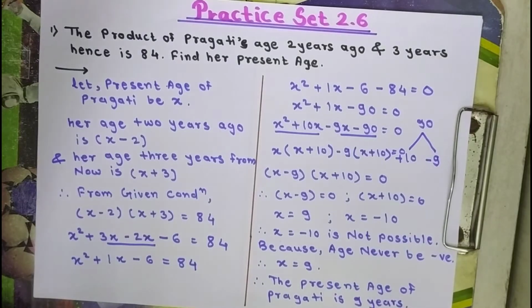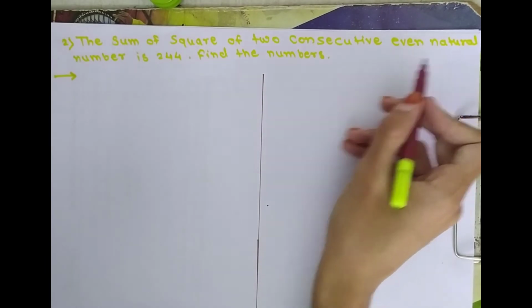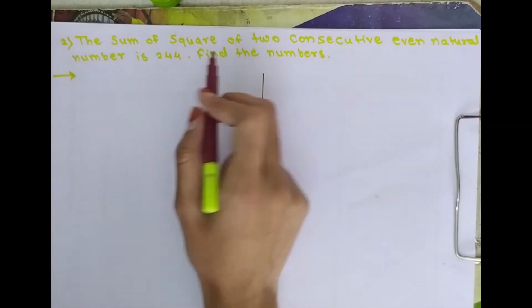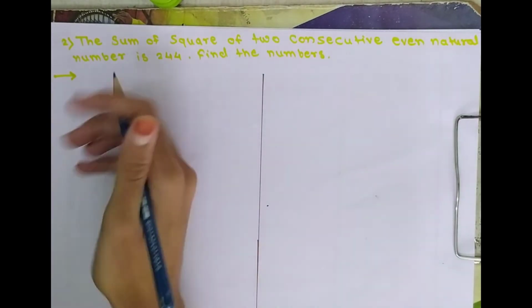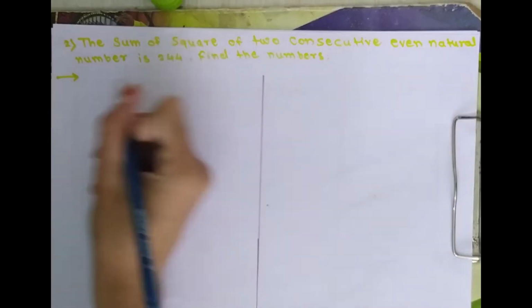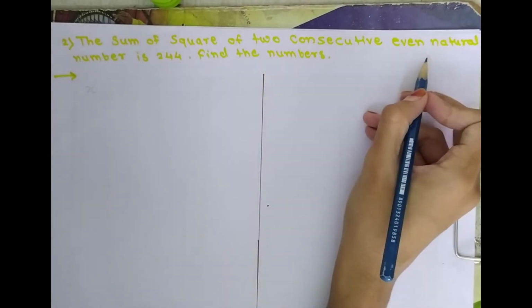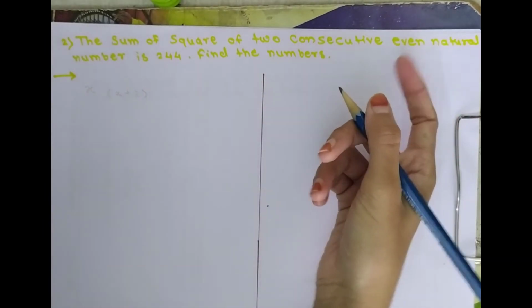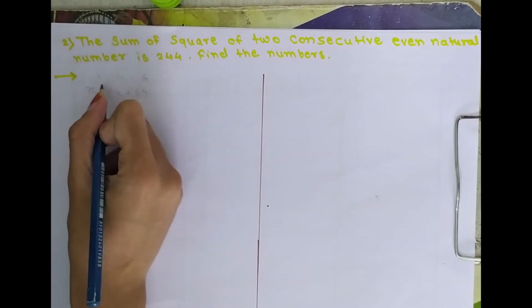Understand? Question number 2: The sum of squares of two consecutive even natural numbers is 244. Then find the numbers. So here, what are there? Two consecutive even natural numbers. Now suppose we let the first consecutive even natural number be x. Then the other is what? x plus 2. Right? Here these are even numbers, so even numbers start from 2, 4, 6. Like these are the even numbers.